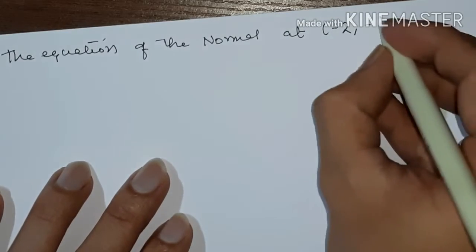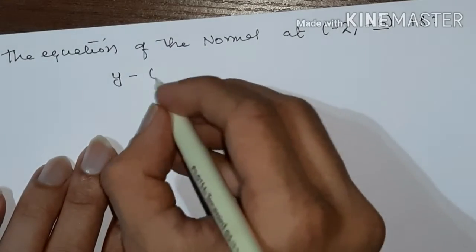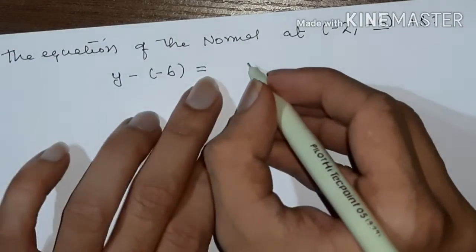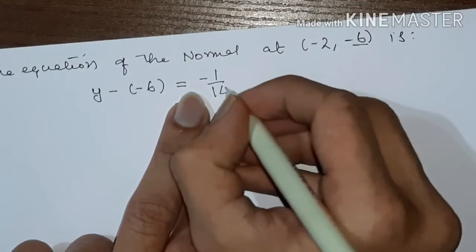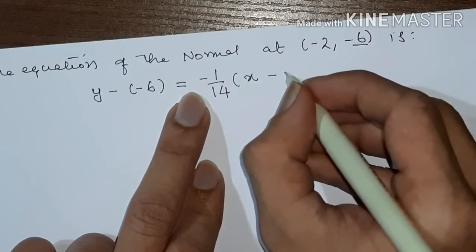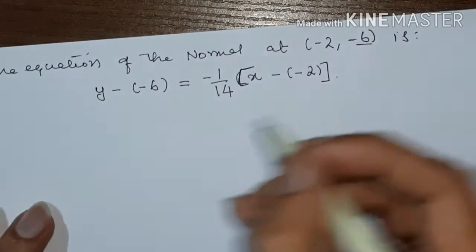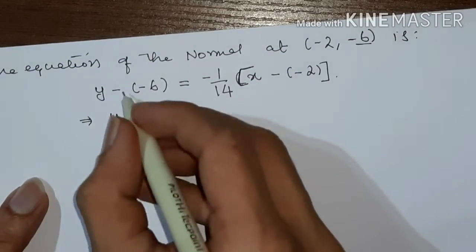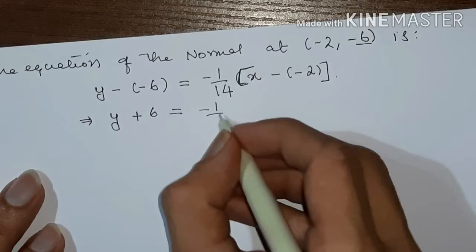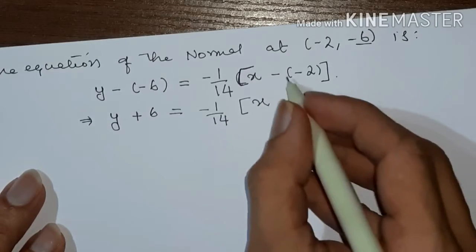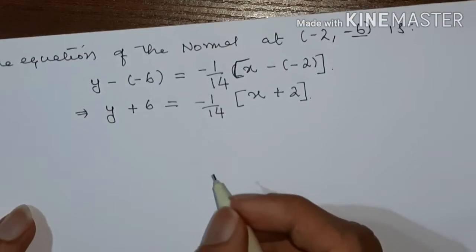So for the point minus 2 comma minus 6, y minus y naught, that is y minus of minus 6, equal to what is the slope of the normal? We just now saw for the previous equation it was minus 1 by 14 times x minus of minus 2. So that means y plus 6 equal to minus 1 by 14 times x plus 2, right?